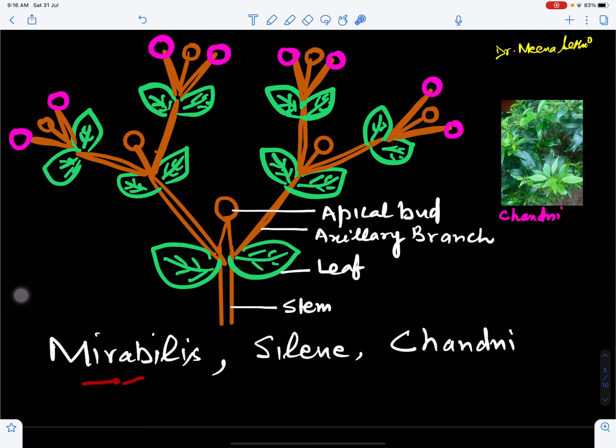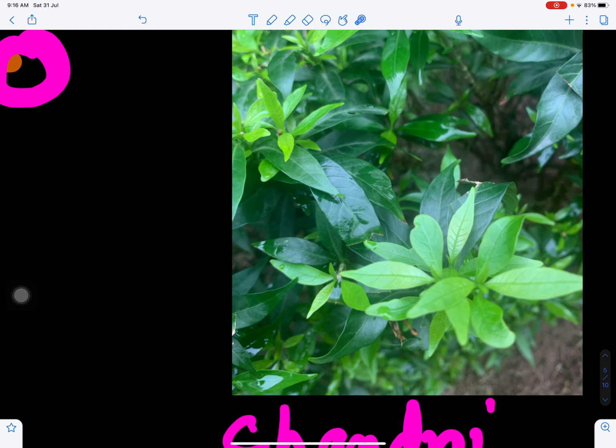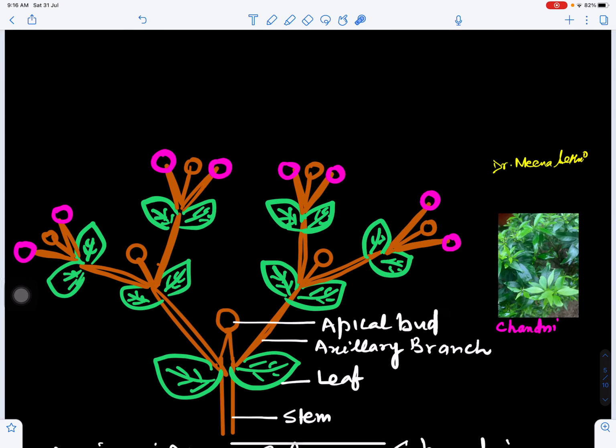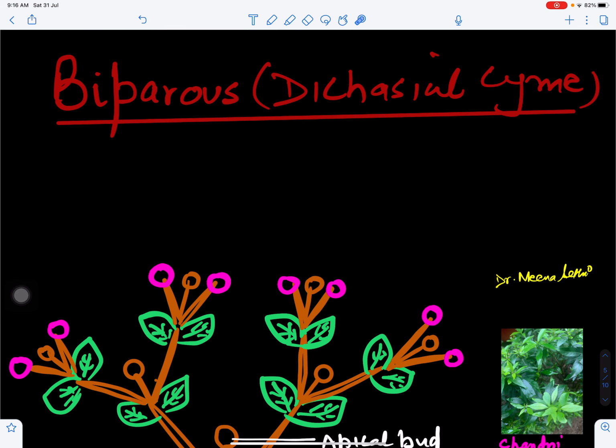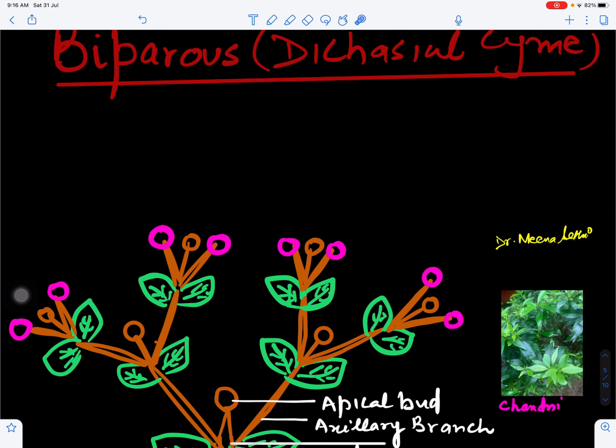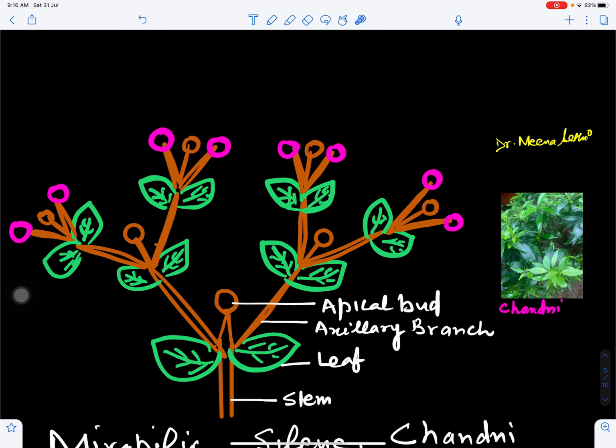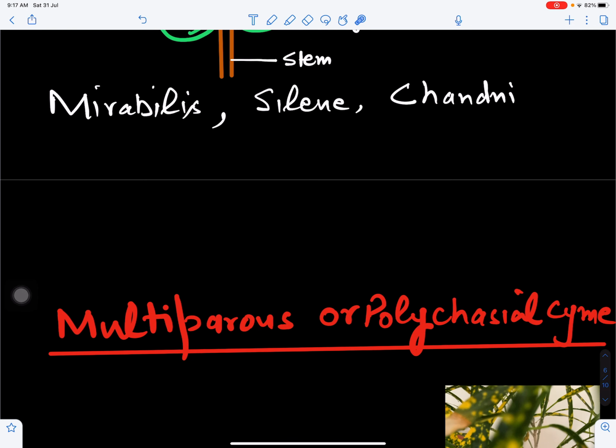So examples are mirabilis, silene and chandani. And this is the plant of chandani, which is showing this dichasial cyme or biparous cyme, cymose branching. Cymose has a definite branching pattern. So we can again see this had stopped its growth, and these are two leaves, two branches, two leaves, two branches, two leaves and two branches, and this is showing definite growth. So this is about biparous or dichasial cymose branching.